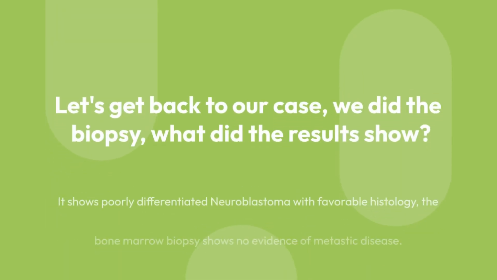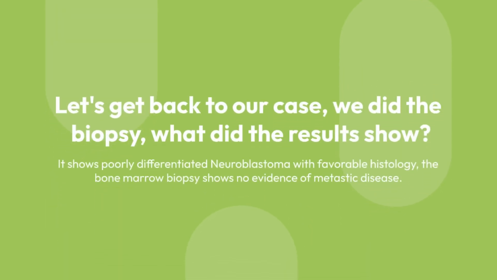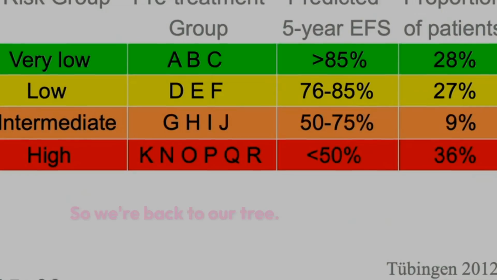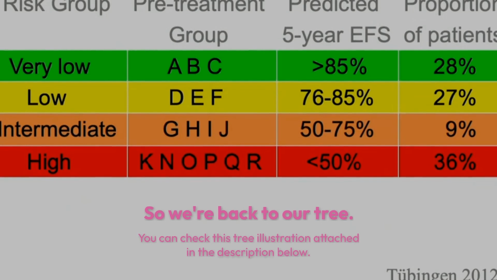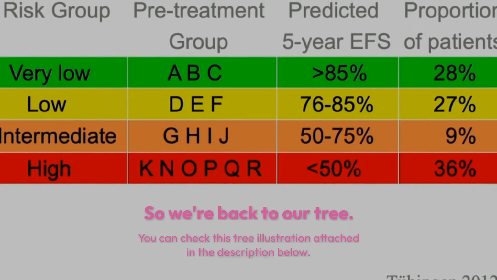Let's get back to our case. We did the biopsy, and what did the results show? It shows poorly differentiated neuroblastoma with favorable histology. The bone marrow biopsy shows no evidence of metastatic disease. Now we're back to our tree. You can check the study illustration attached in the description below.